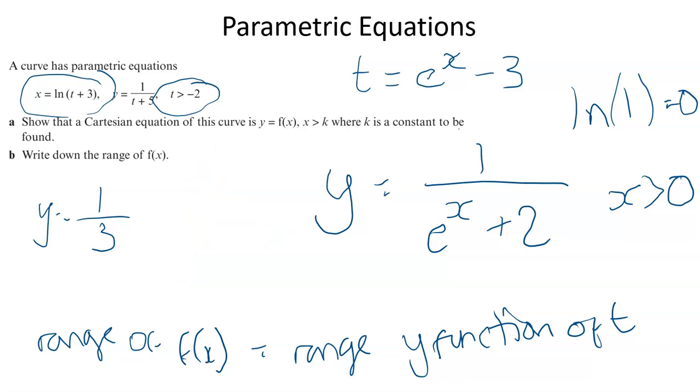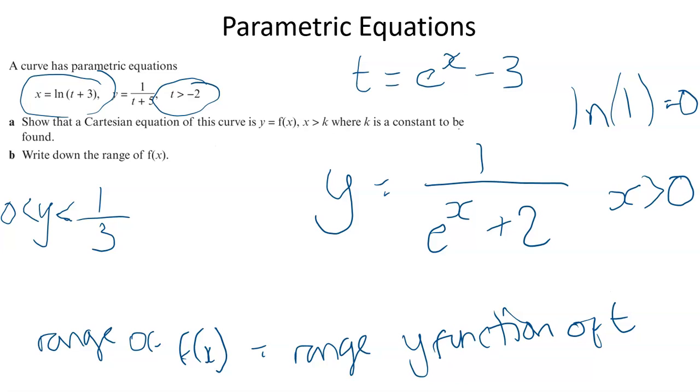So what we can say is that therefore y will be less than a third, because that's our biggest value, but we can't be equal to it, and greater than 0. And again, as long as we put it as a strict inequality rather than saying equals, then that's absolutely fine to say that. It'll never reach 0, but it will be greater than 0, even if it's just a tiny, tiny amount. So that's our range, and we've got our domain, and we've got our Cartesian equation.